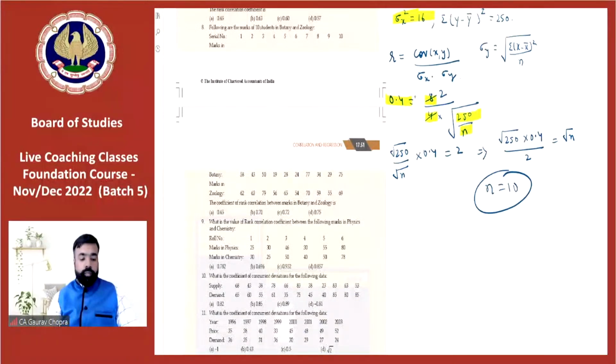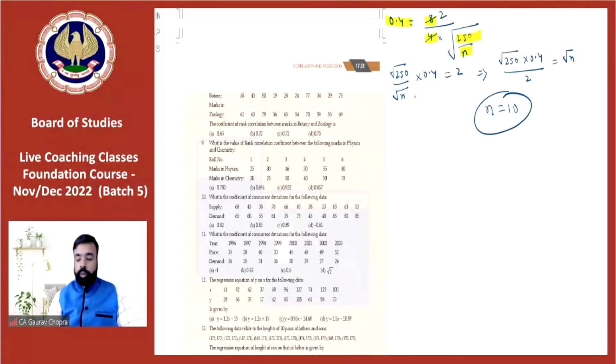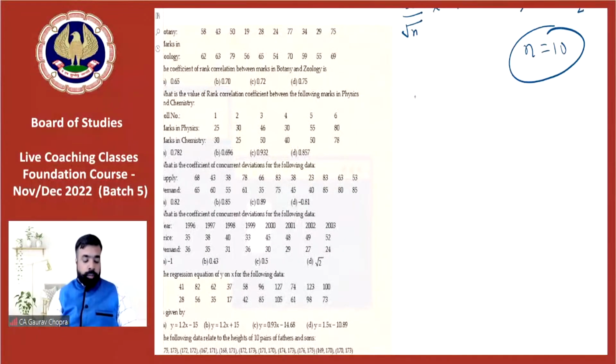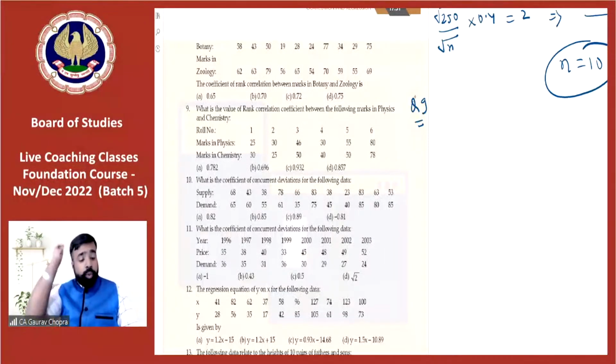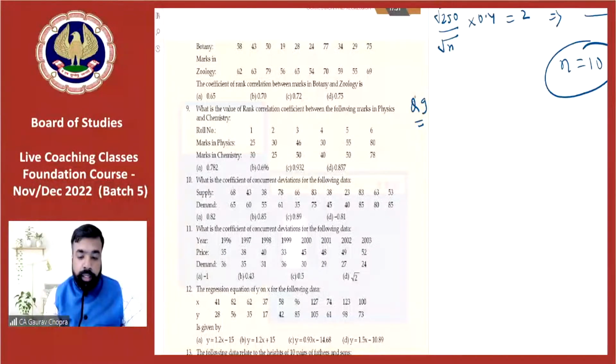Then let's try the rank correlation also. Question number 9. Roll number is given, marks in physics and marks in chemistry is given. And here we have to find out the rank correlation between marks in physics and chemistry. So let us write this. Marks in physics X and marks in chemistry Y.